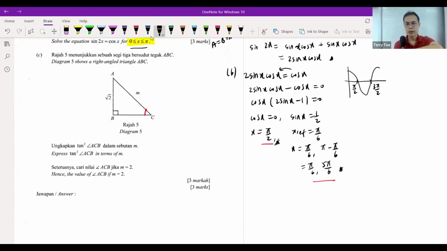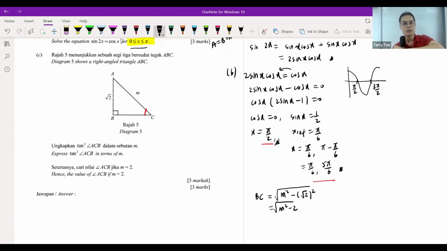Actually, this is sine. You can find your cos first if you want. There are many ways to do it. You can find cos first, or you can straight away use the triangle. Okay, I will just use the triangle since the triangle is given. Sorry, use Pythagoras first to find your BC, then you find your cos. We take m square minus square root 2 square, so this is the square root of m square minus 2.